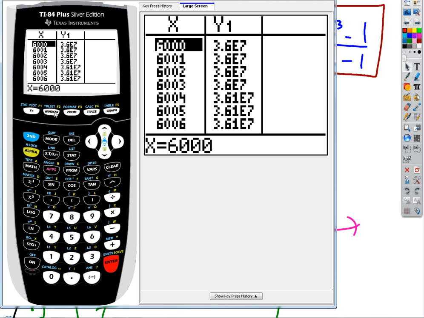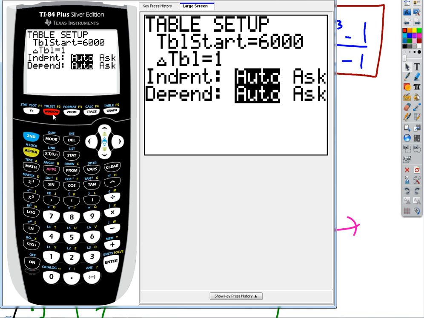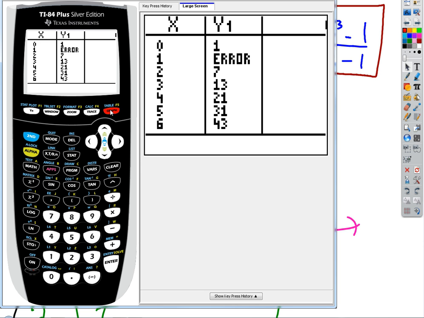Table set is up here. It's going to be the second, because it's blue in my case, right? It's going to be the second F2 button. So if I hit second F2, I get table set. And right now it's starting at 6,000. Is that a good idea? Well, maybe not. How about if we just start at 0? And then I'll just go second table. And now we're at 0.